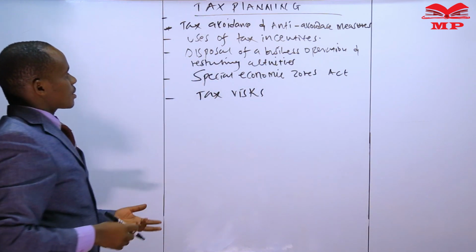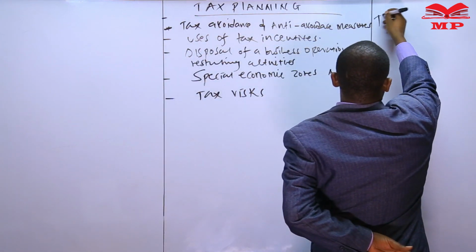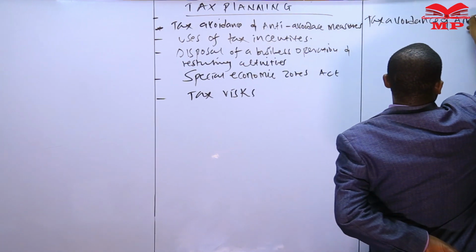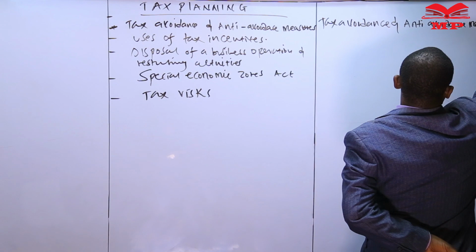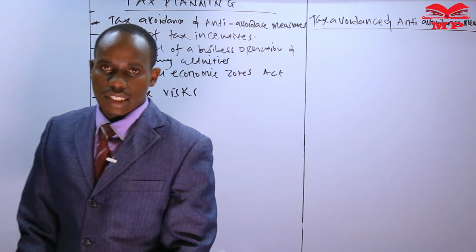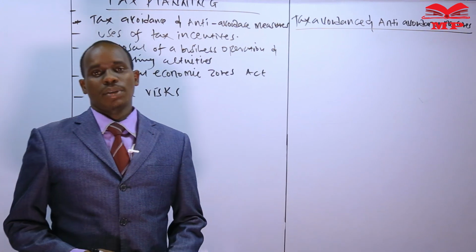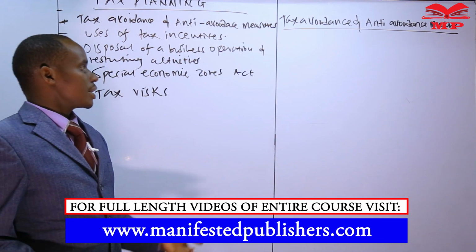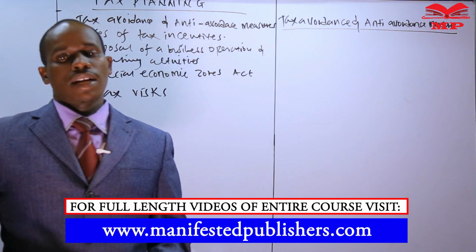So let's start with the first part, that is tax avoidance and anti-avoidance measures. And when we talk about tax avoidance, what do we really mean? Tax avoidance is a legal way of reducing the tax burden. It's a professional way of minimizing the tax burden, that is, reducing the tax burden without violating tax rules and regulations.